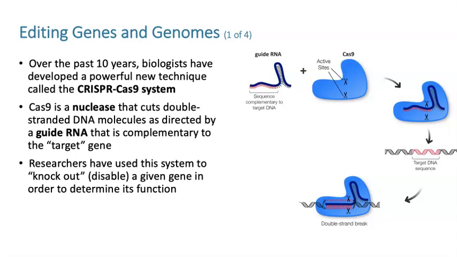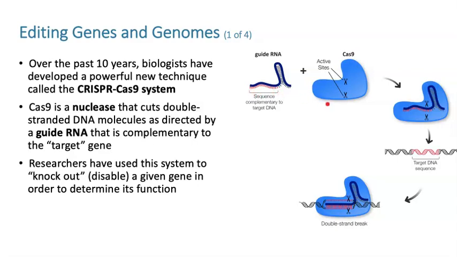Cas9 is a nuclease, and a nuclease is just something that cuts double-stranded DNA as it's directed to by something called a guide RNA. So the guide RNA is like a probe. It is complementary to the target gene. Okay, so here's your guide RNA, and it usually has a little loop there just to make it more stable. These two sides of the loop are complementary to each other.